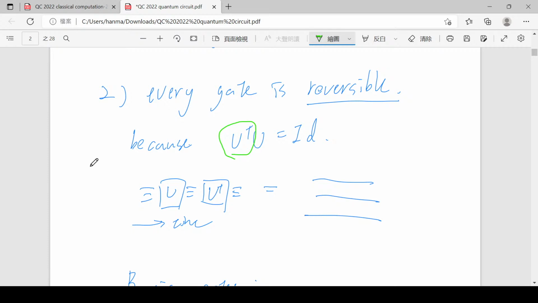Because remember, classical computation, they are like AND gate. Wait, excuse me. Oh, I forgot to connect it.